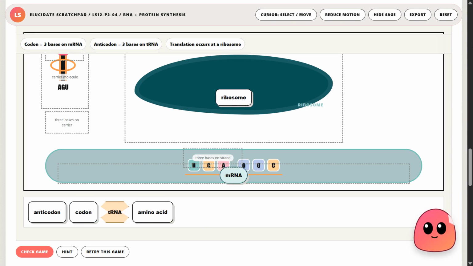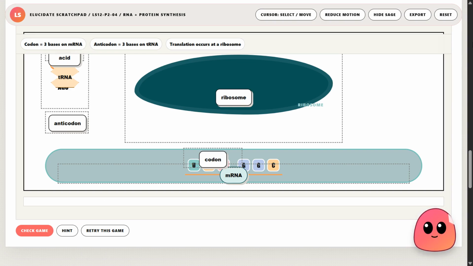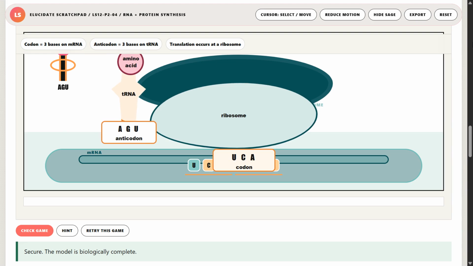Now watch it resolve in the scratch pad. Each label drops onto its structure. The ribosome wraps the strand. Codons sit on the mRNA. Anticodons sit on the tRNA. The amino acid rides on top. 6 features, 6 correct labels. That's the translation diagram, complete.